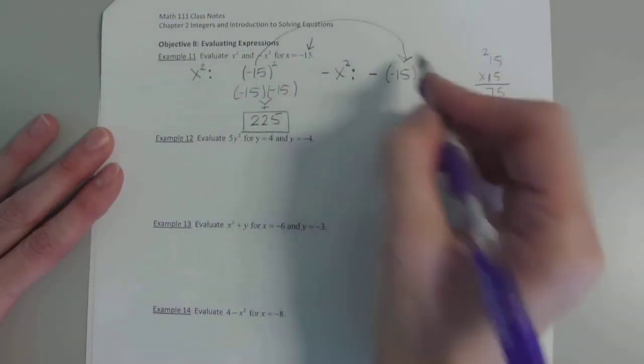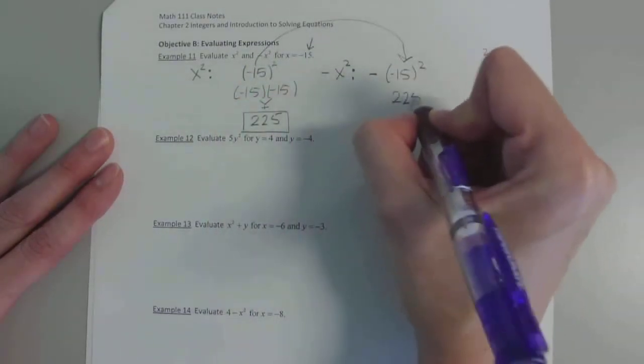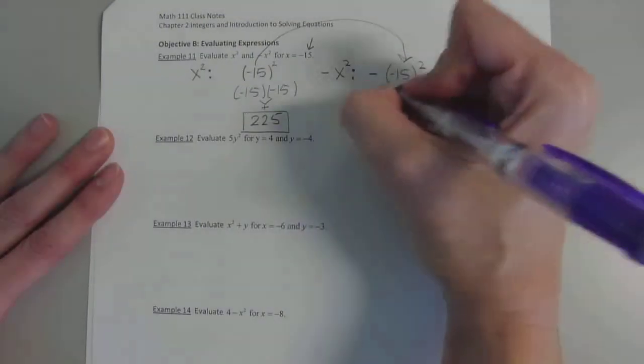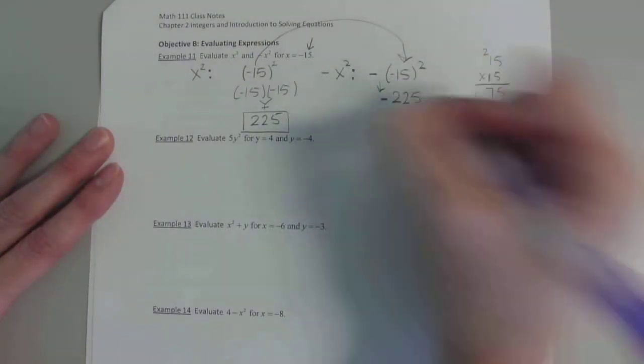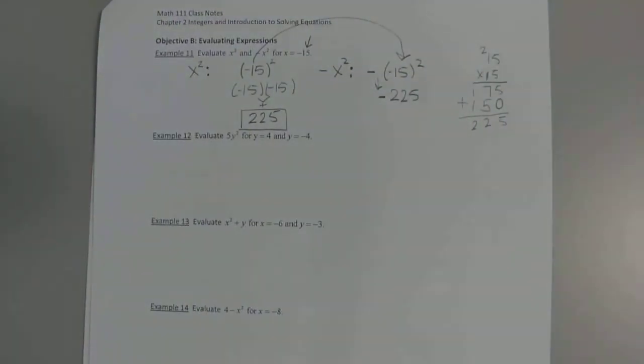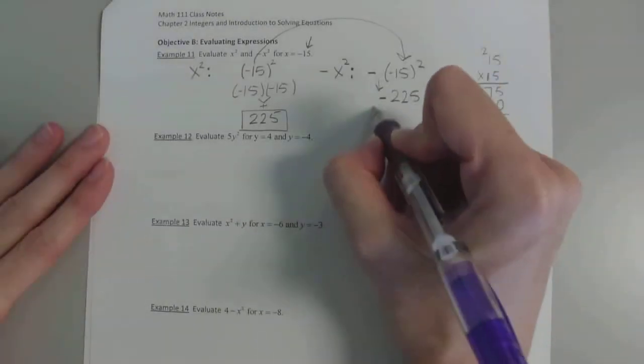But we already know what this is. We already know that's 225, right? And who's hanging out this whole time? The negative. So remember, this means take your square first. Negative 15 times negative 15 is 225, and whatever you get, make it negative, okay? The negative literally hangs out. It lets you do the math behind it, and then you put the negative in front.